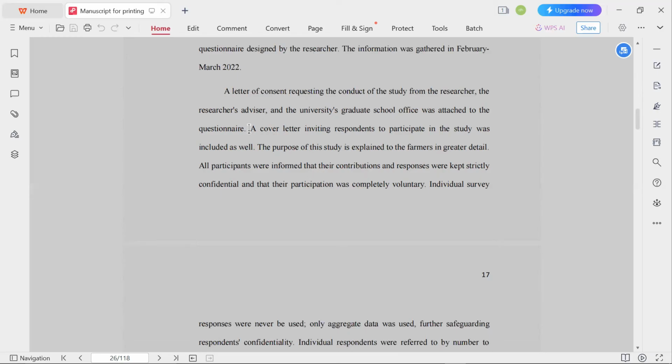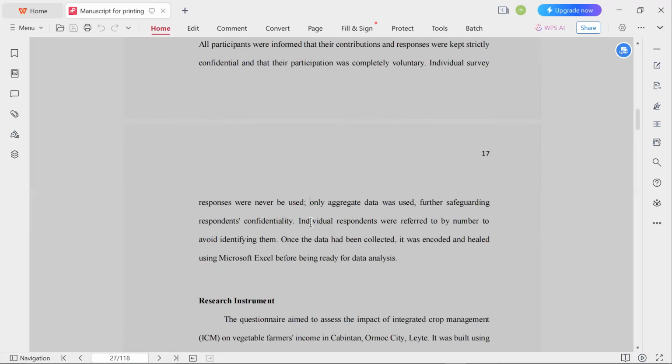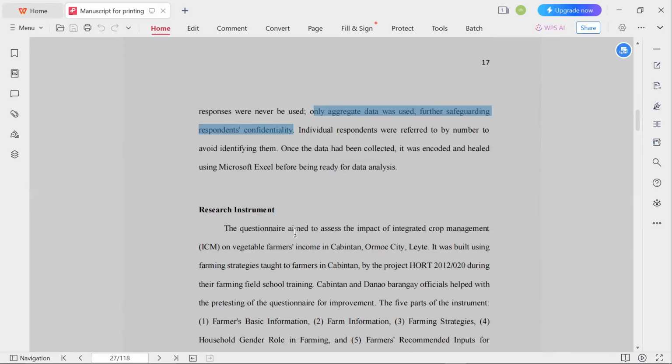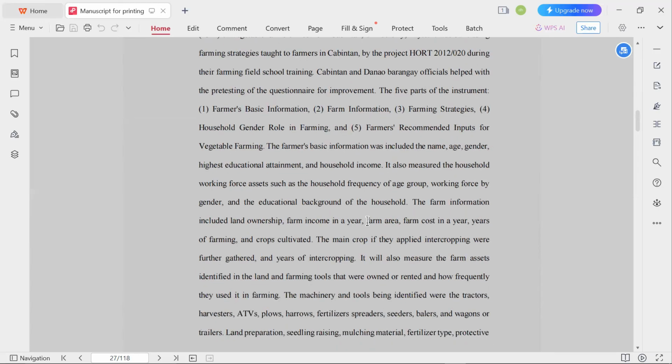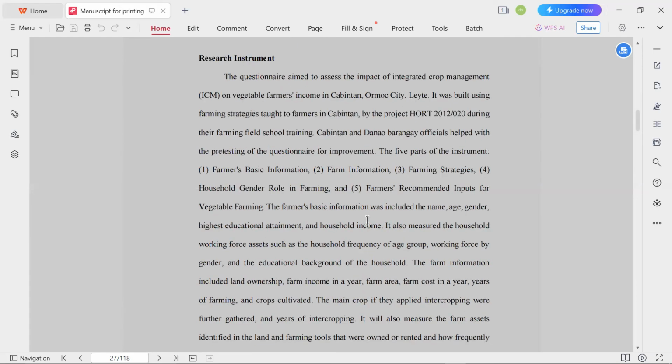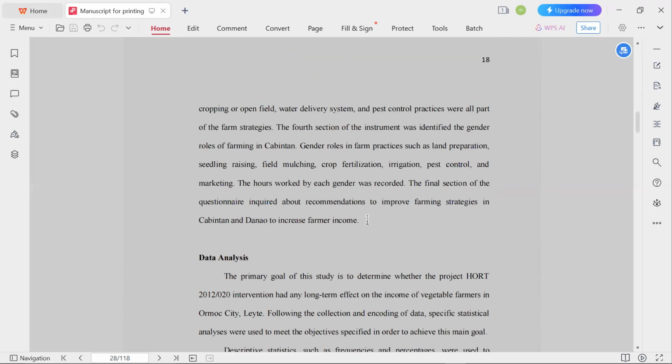Then how you arrived at your study, the cover letter, and then informing the individual that the responses will never be used individually, but only the aggregate data, for safeguarding respondent confidentiality. For the research instrument, this refers to your questionnaire. So you can put that one and include this one. It is just explaining your questionnaire in paragraph form.